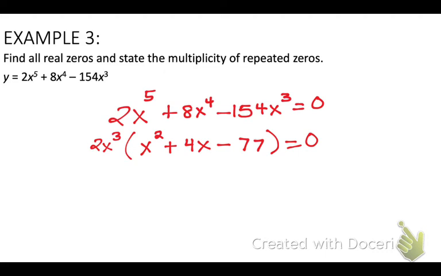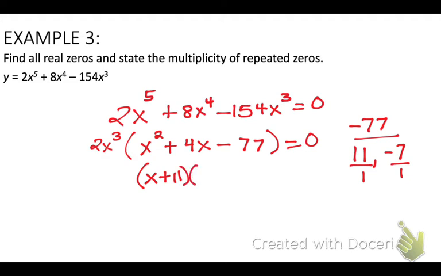Okay. Can I factor this? Are there any factors of negative 77 that get me to 4? 7 and 11? Yeah. So negative 77 would be 11 and negative 7. My leading coefficient's 1. So this factors to x plus 11, x minus 7. Bring down that original 2x to the 3rd is equal to 0.